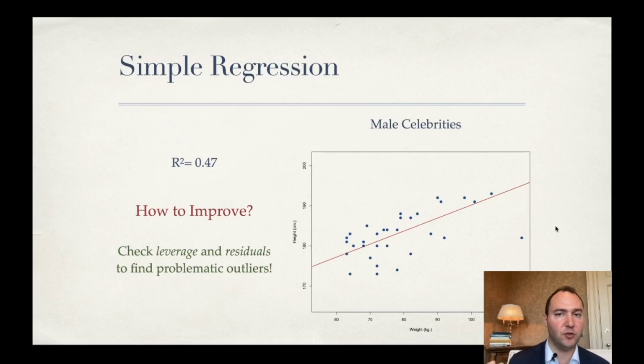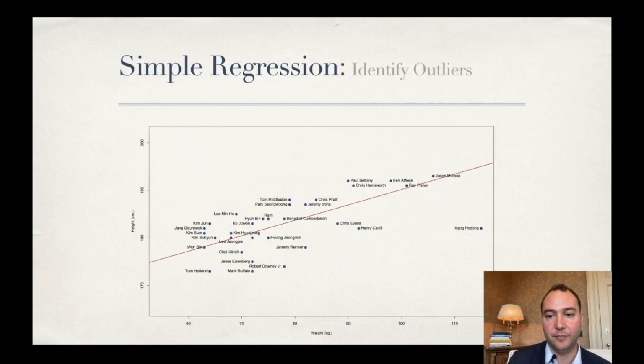Leverage is like if you're on a seesaw and you pull on the end of the seesaw, it creates a strong change in that seesaw. However, if you're really close to the middle of the seesaw and you press, you need a lot more pressure to push that seesaw down. In other words, a data point with high leverage, like this one here, is pulling the line down, which might be inconsistent with the data that you have. So who is that? That's Gang Ho-dong.